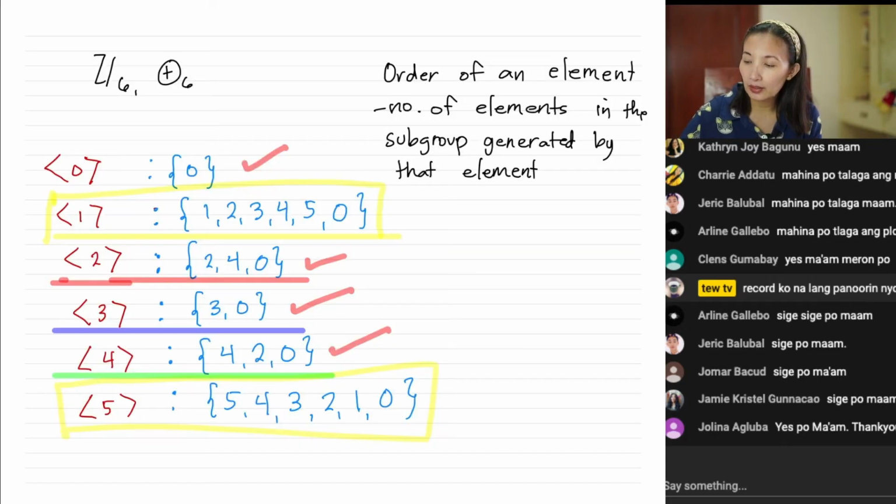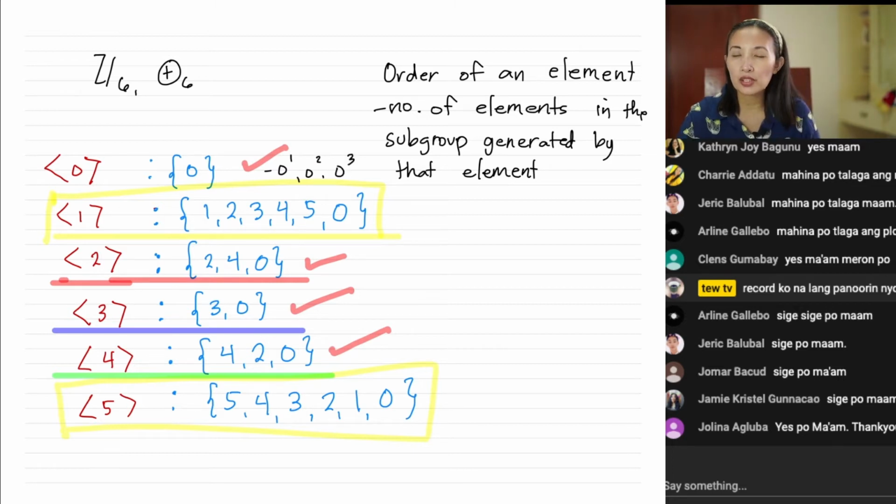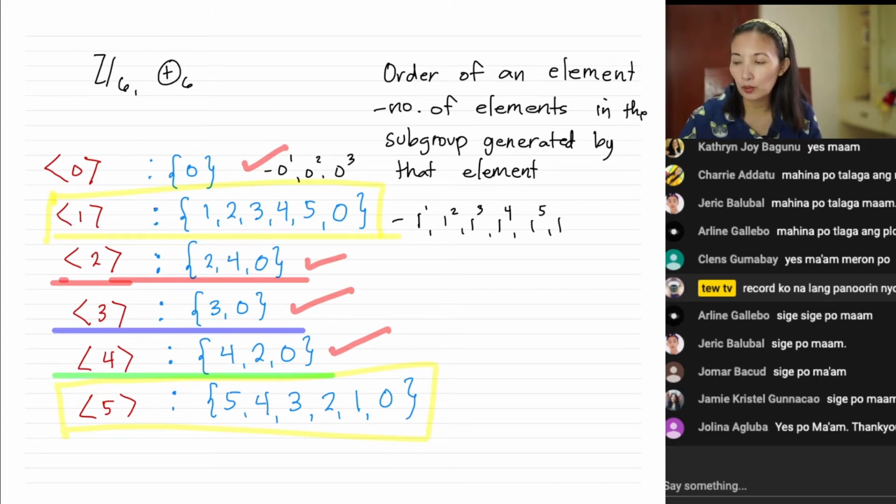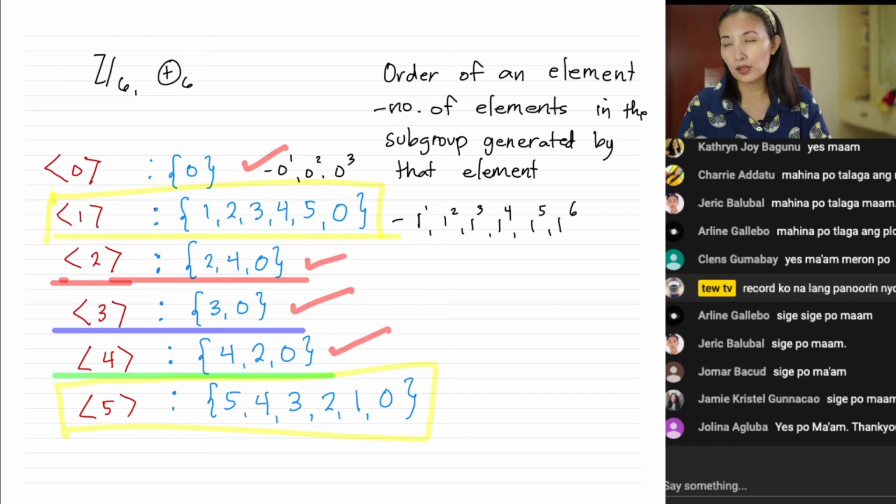In fact, this one came from 0 raised to 1, 0 raised to 2, 0 raised to 3, okay? 0 squared means 0 plus 0, 0 cubed means 0 plus 0 plus 0. Because remember, our operation is addition. So 1 here is obtained by raising 1 to k, where k is an integer. So 1 raised to 1, 1 raised to 2, 1 raised to 3, 1 raised to 4, 1 raised to 5, 1 raised to 6. What do we mean by 1 squared? 1 squared does not mean 1 times 1, but we mean 1 plus 1 because our operation here is addition.